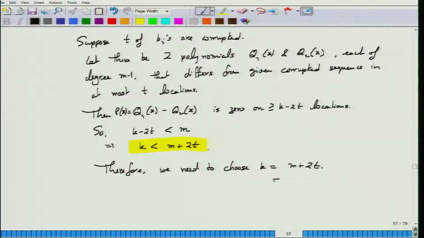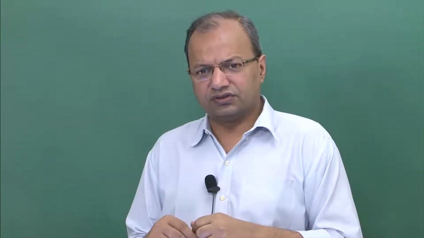Continuing from there, k is m plus 2t. T is the number of errors we wish to tolerate, and this tells us the number of points k on which we need to evaluate. Now this is dependent on two parameters, one is L and one is k. If the number of points on which we evaluate the polynomial is k and we concatenate all the evaluations, what is going to be the resulting size of the string that we get?